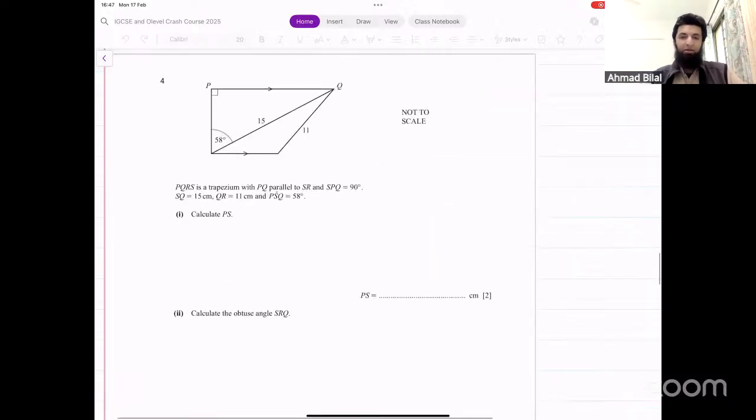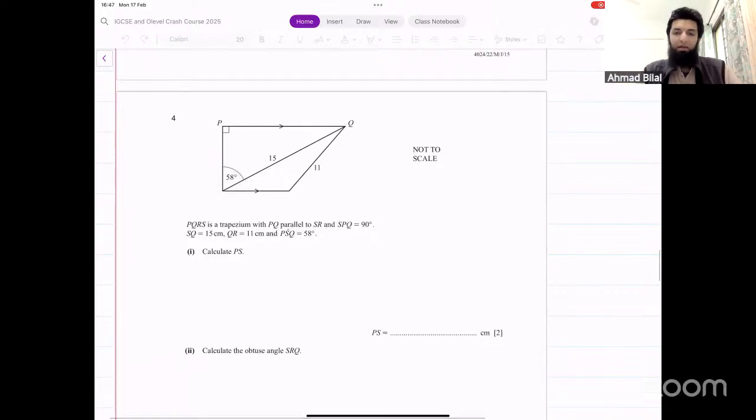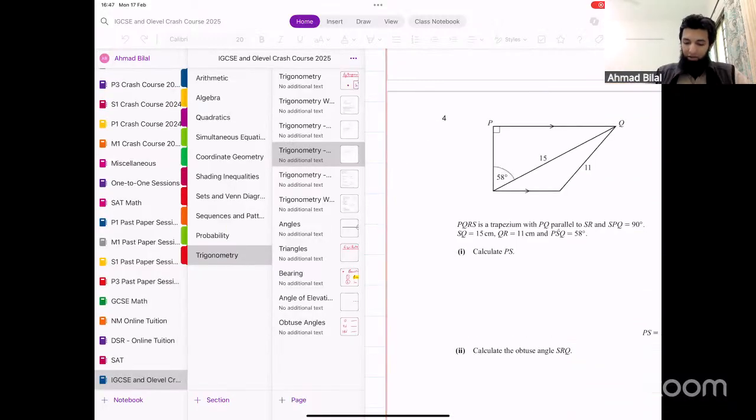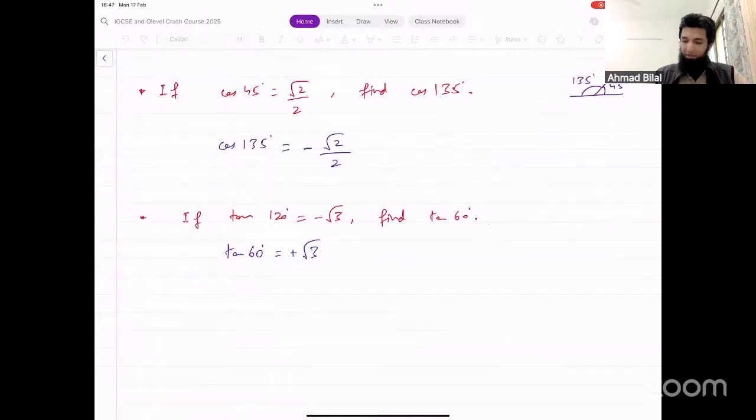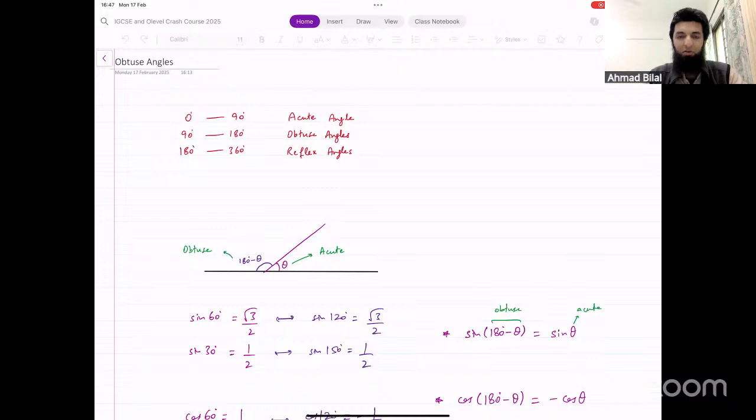All right, so that's the idea. If they're looking for an obtuse angle, all you have to do is find the angle like we normally do, and then subtract that from 180, and we will get that angle. All right, so that was one small thing that was left. In the O-level syllabus, that's all the trigonometry that we have. Okay.